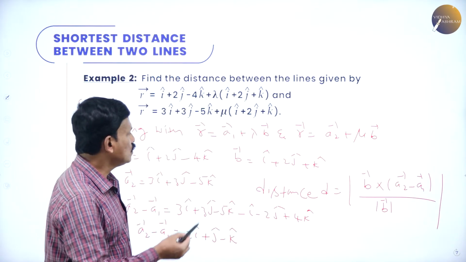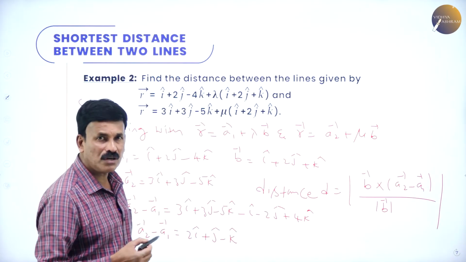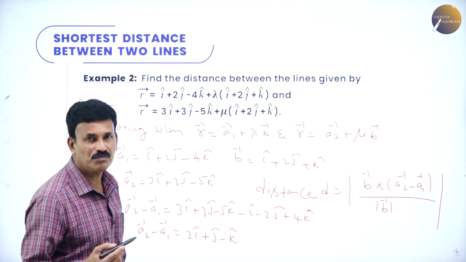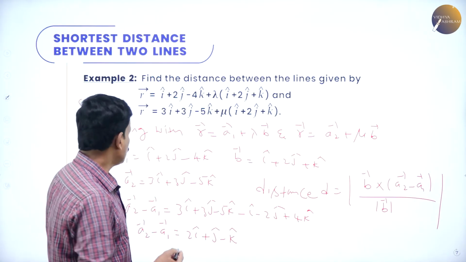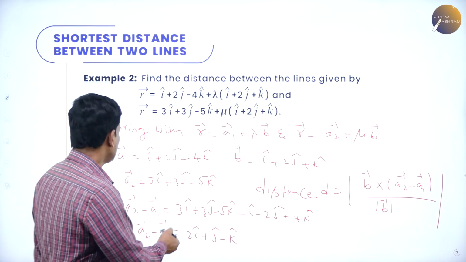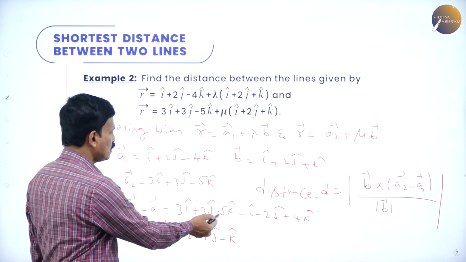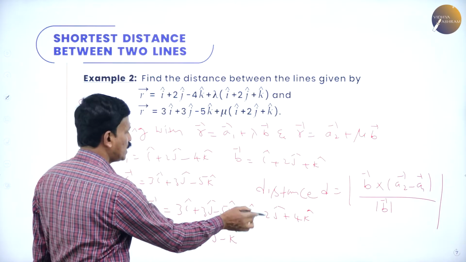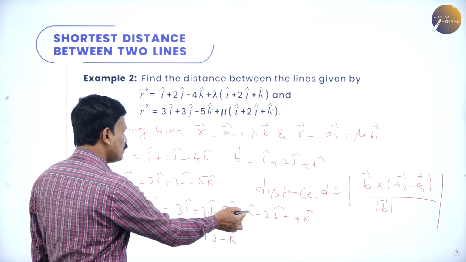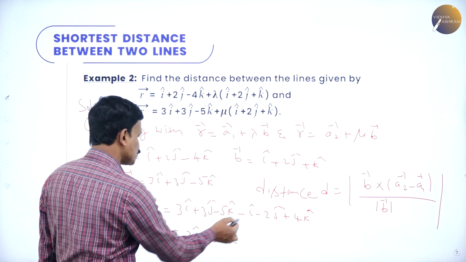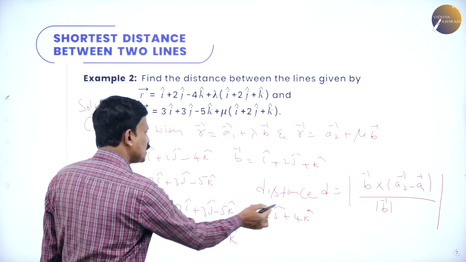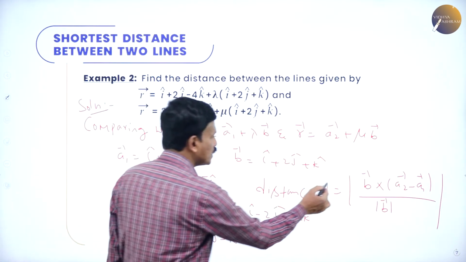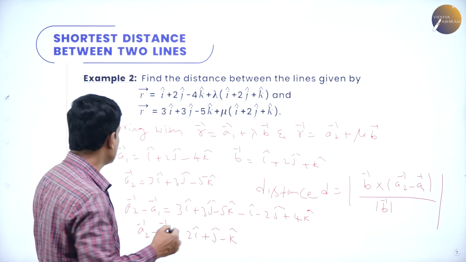D is equal to the magnitude of vector B cross (A2 minus A1) divided by the length of vector B. Now find vector A2 minus A1. A2 is 3i plus 3j minus 5k, minus vector A1, which is i plus 2j minus 4k. 3i minus i is 2i, 3j minus 2j is 1j, minus 5k plus 4k is minus k. Now find vector B cross (A2 minus A1).